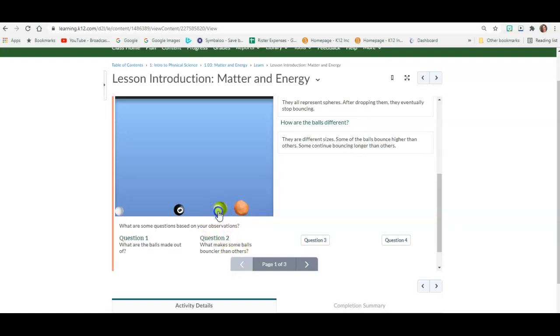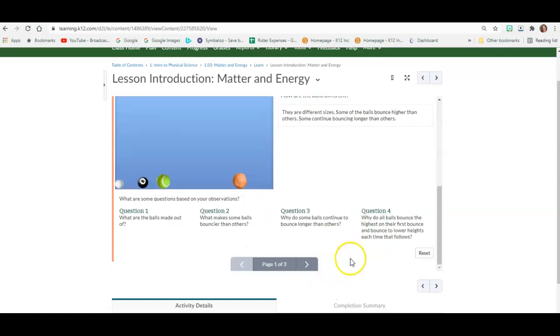So we see the tennis ball is obviously much more bouncy. This looks like a rock. It's not very bouncy. Why do some balls continue to bounce longer than others? So we know that this one bounces a couple of times. The 8 ball, really only twice. And then why do the balls bounce highest on their first bounce and then lower heights after? So these are all good questions that we're going to be looking at today.